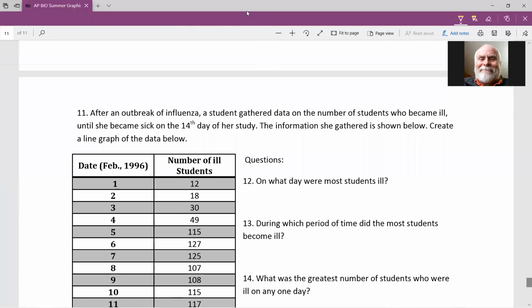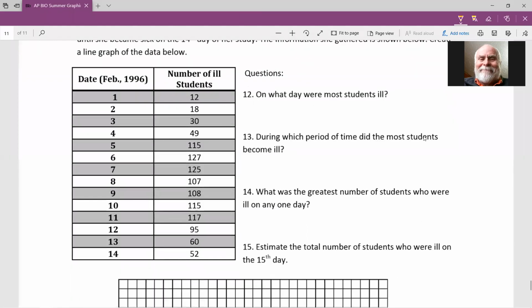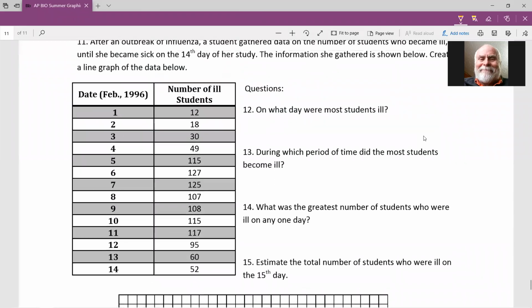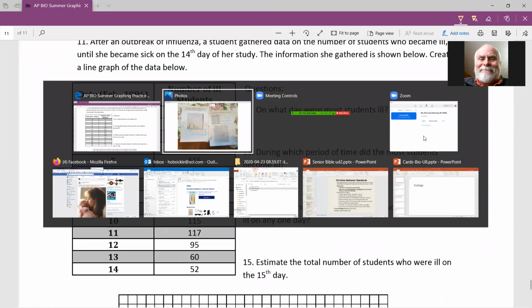After an outbreak of influenza, the student gathered data on the number of students who became ill until she became sick on the 14th day of her study. And then she quit because she was sick. The information she gathered is shown below. Create a line graph. There we've got our data. And Josh also turned in that one.